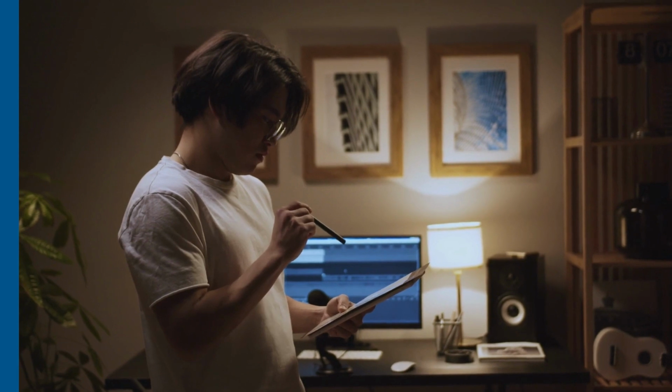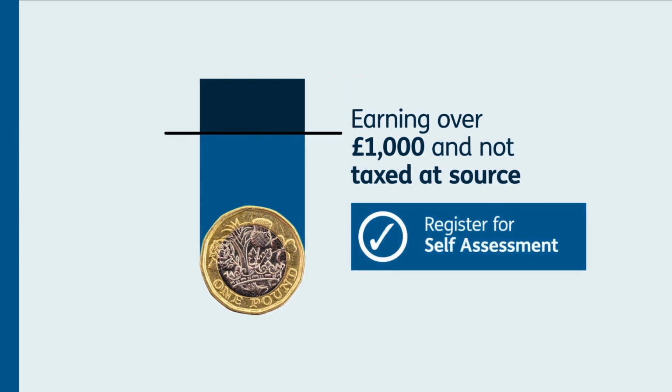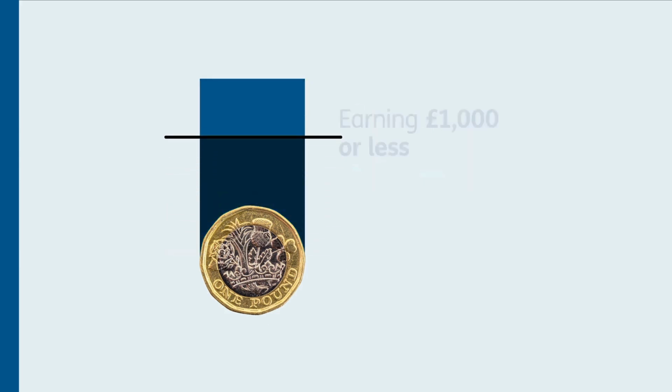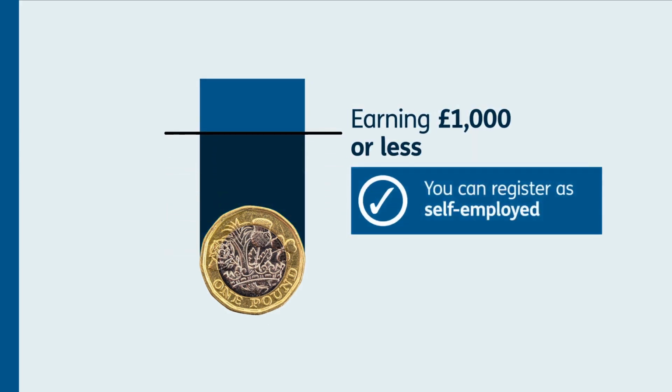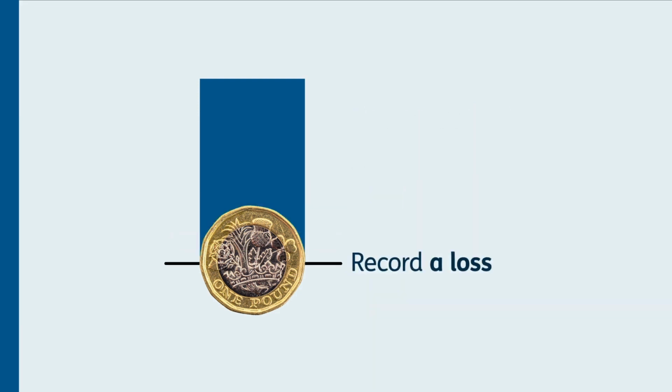The important bit is that however you earn money, if it's over £1,000 and isn't taxed at source, you'll need to register for self-assessment and complete a tax return. And if you want to, you can register as self-employed even if your income is £1,000 or less, then you can pay voluntary Class 2 national insurance, or record any loss.